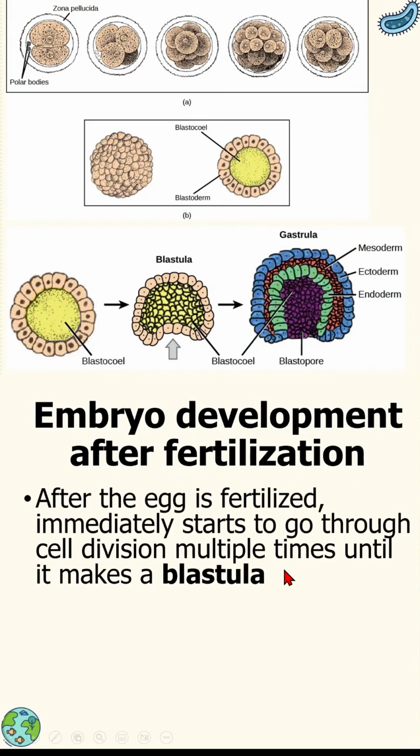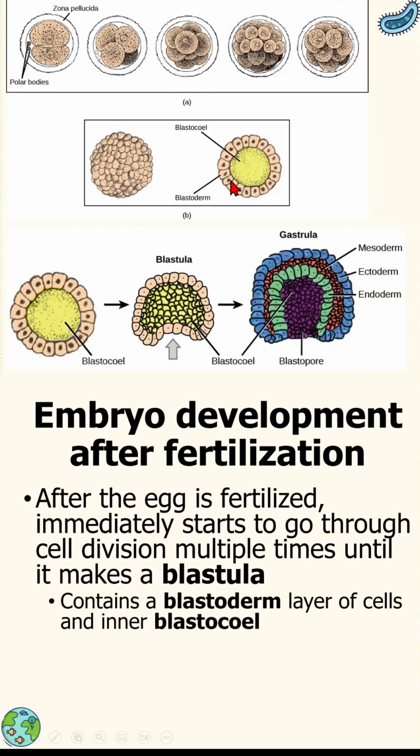And so after the egg is fertilized, it's going to go through cell division and it's going to make multiple cells. So you end up with one cell, then you have two, then you have four, eight, etc. And it's going to keep going until you get this kind of ball of cells called a blastula. And the blastula is going to have a layer of cells around it. Okay, so this is like a cross section. If you were to slice it open, it looks like this, but it is a ball where the cells are on the outside layer. We call that the blastoderm. And then the inside is called the blastocoel.